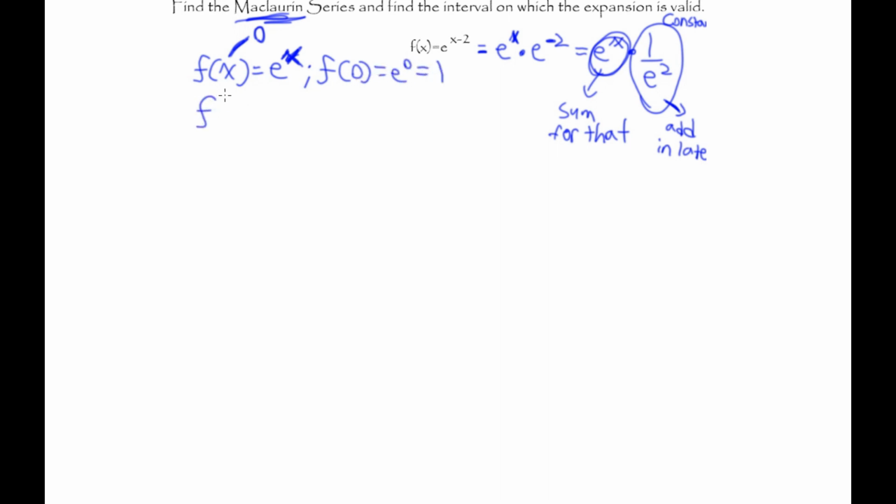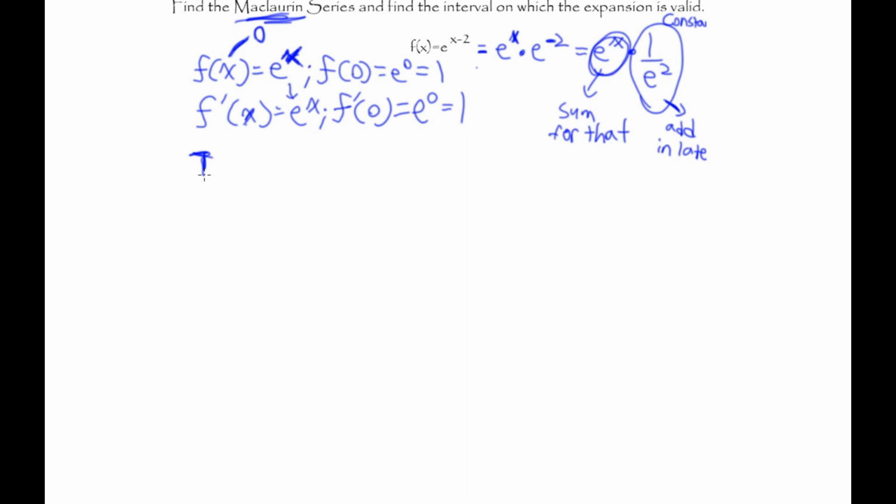Now if I take the derivative of that, the derivative of e to the x is also e to the x, and you see where this is going. At this point I'll stop because I don't need to go any further, because this will generate an infinite loop. If I keep taking derivatives of e to the x, it'll just be e to the x, e to the x, e to the x, the same thing over and over again. So I'll always have a coefficient of 1.